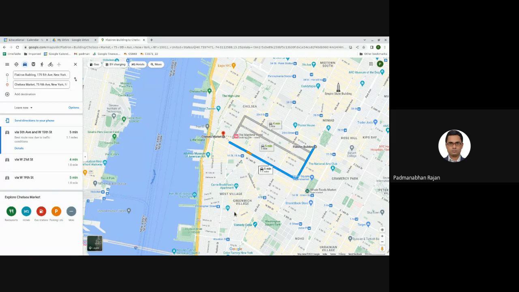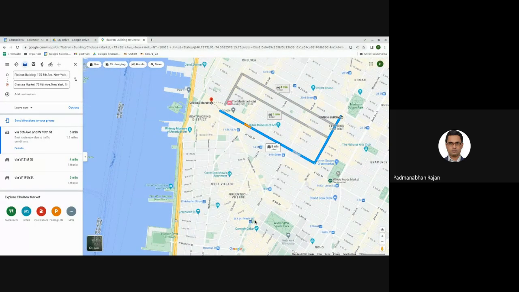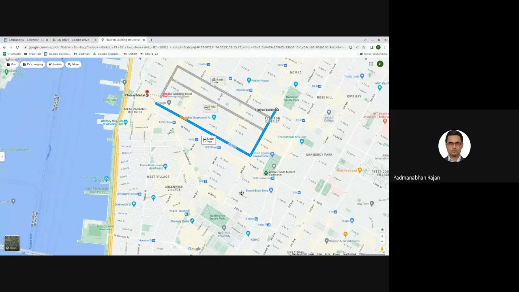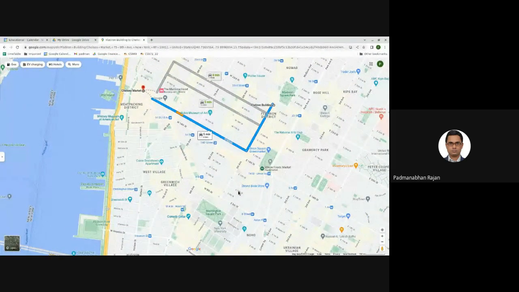What distance will you use here? Can you use the Euclidean distance? You can consider this to be L2 space, the 2D plane, because we are doing it on flat land, assuming that it is fully flat. So how will you find the distance between Chelsea Market and Flatiron? Can you use Euclidean distance here? Yes, somebody has to say something.